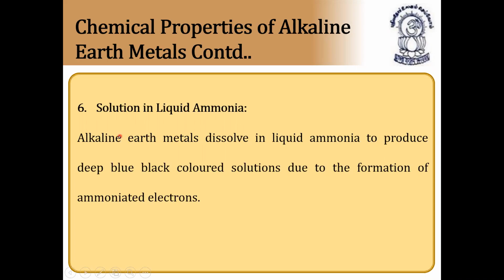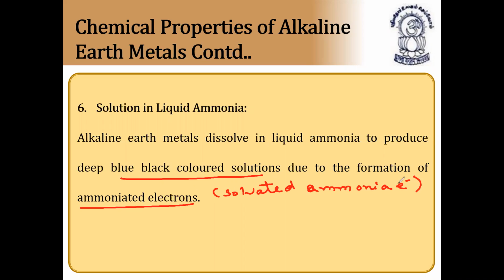Like alkali metals, they give a deep blue color solution in liquid ammonia due to solvated electrons. Here, alkaline earth metals dissolve in liquid ammonia to produce a deep blue black solution. Here, what is the change? They will give blue black colored solutions due to the formation of solvated ammoniated electrons. Due to the formation of solvated ammonia electrons, they form a deep blue black color solution.